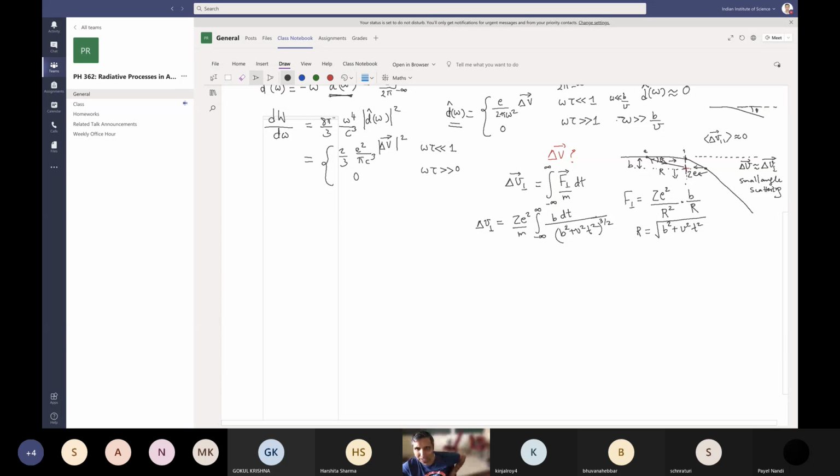Anyway, we can actually calculate this integral. At t equal to 0, the distance is the minimum and the force is maximum, which happens to be the impact parameter. If we do that, this integral is quite simple to do. What do we get? We get this is equal to twice Ze squared by M B V.